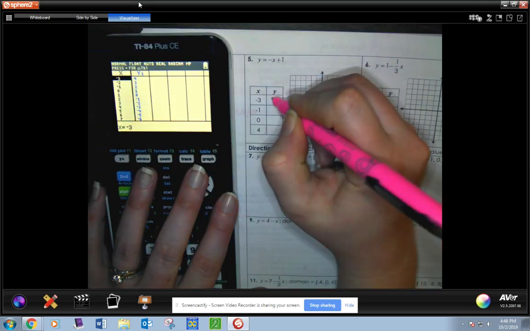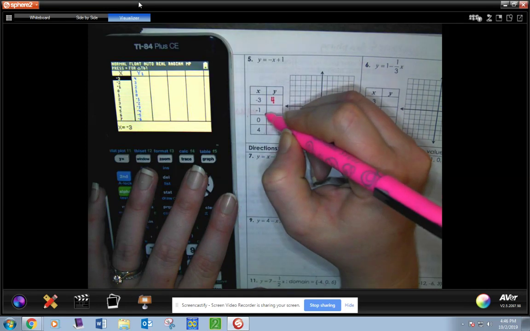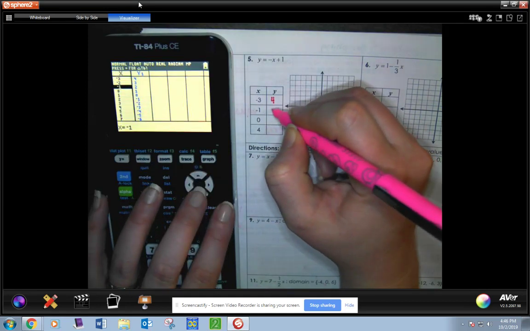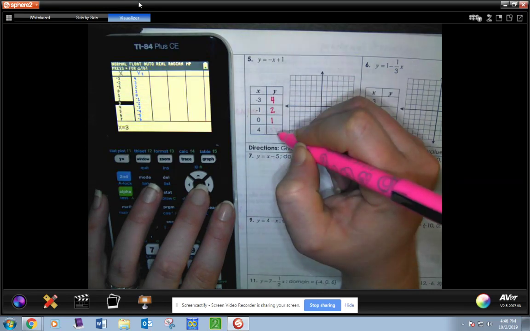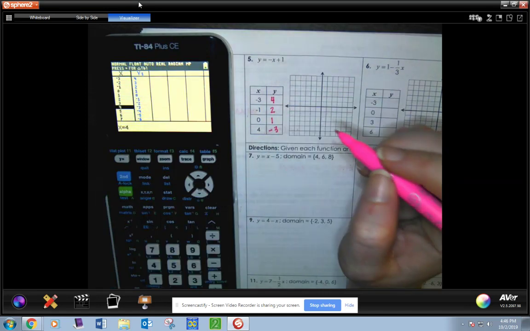First number I want is -3. So when x is -3, I have 4. When x is -1, I have 2. When x is 0, I have 1. And when x is 4, I have -3.